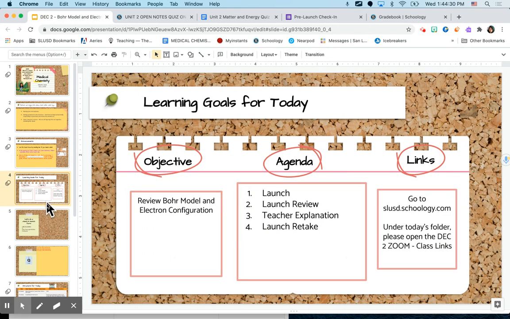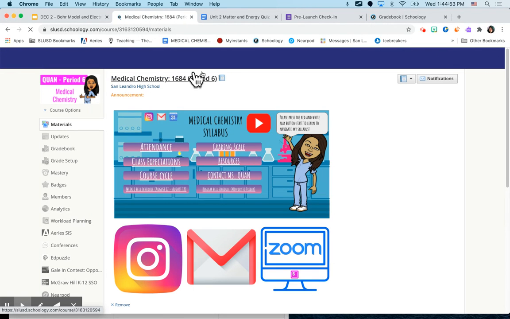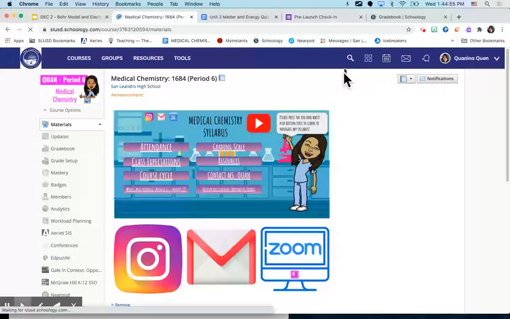So today we're reviewing Nearpod Lesson 3.4 on the Bohr model. If you were not here on Tuesday or did not complete your Nearpod Lesson 3.4 yet, please do that first. To do Nearpod Lesson 3.4, you're going to go back onto your main page in medical chemistry.